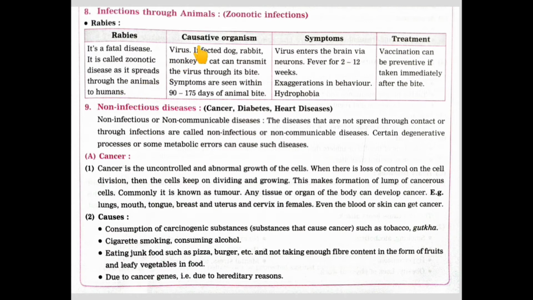The causative organism is a virus. An infected dog, rabbit, monkey or cat can transmit this disease, rabies, through its bite. If an infected dog, for example, or cat or rabbit or monkey bites a man, then the man suffers from that disease, which is called rabies. Symptoms of rabies are seen within 90 to 175 days of the animal bite.